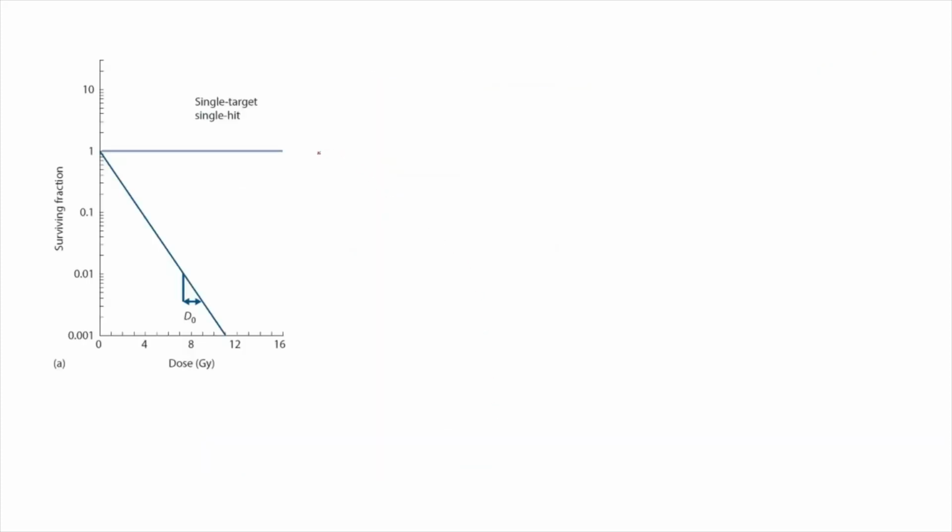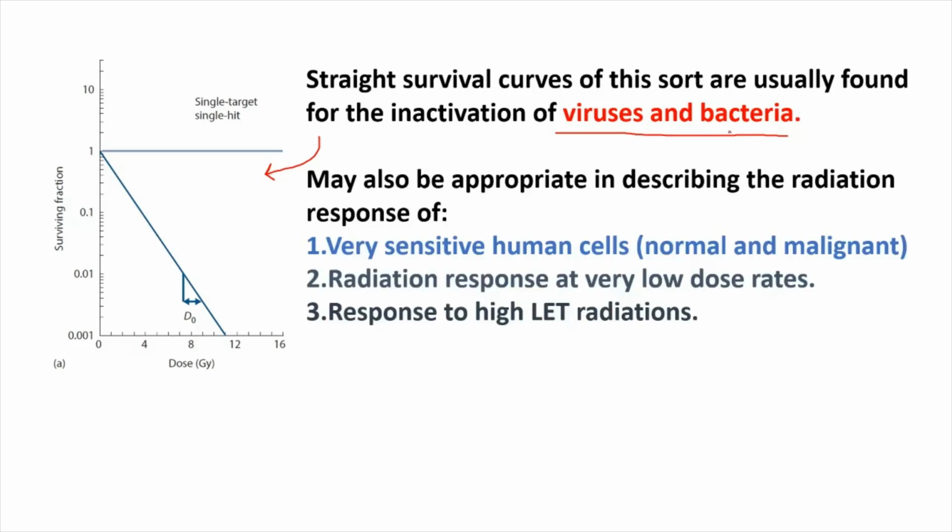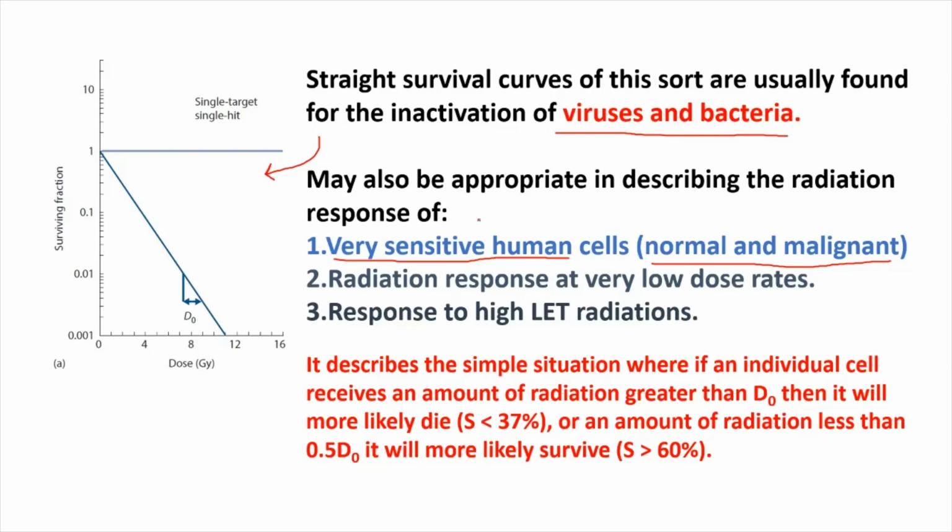So that is all about the single hit target model, and this model is valid for the inactivation of viruses and bacteria, but also valid for a mammalian cell to some extent, in describing the very sensitive human cells. It can be a normal one, or a malignant one, or can be valid for radiation response at very low dose rates, or for high LET radiations.